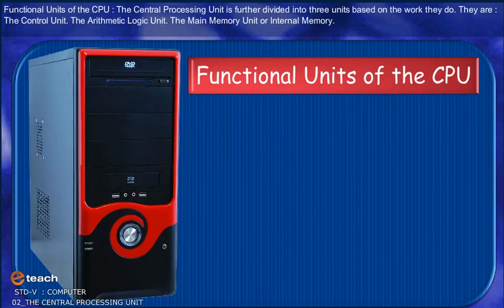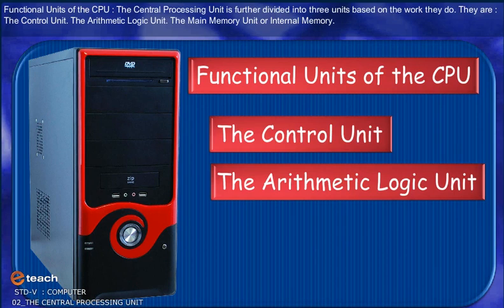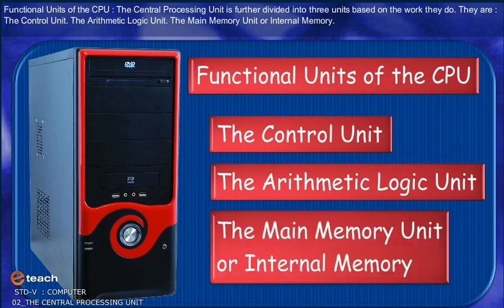Functional units of the CPU. The Central Processing Unit is further divided into 3 units based on the work they do. They are 1. The Control Unit. 2. The Arithmetic Logic Unit. 3. The Main Memory Unit or Internal Memory.